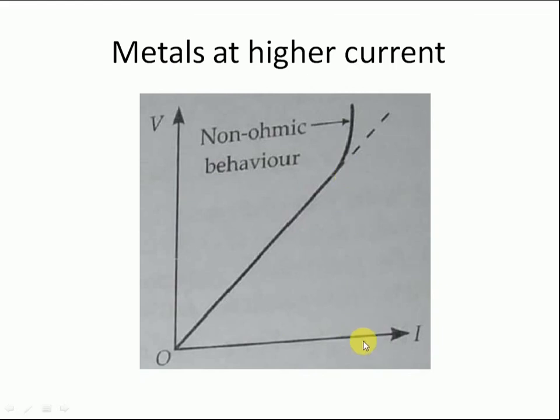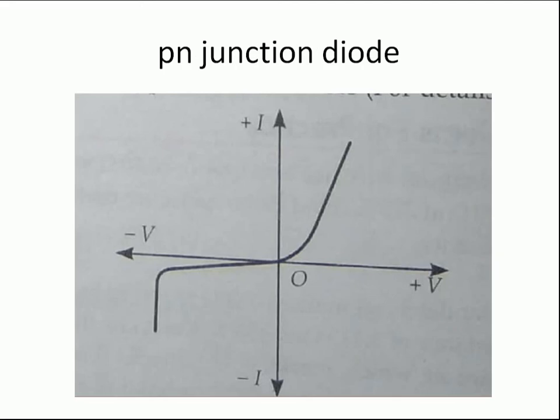See, for metals, when the current is very high, when more current flows through the conductor, it produces heat, due to which resistance increases, and V is equal to IR. If the resistance increases, voltage increases non-linearly. All of a sudden the voltage increases, because due to the heat, the resistance increases. So metals also don't follow Ohm's law when the current is very high.